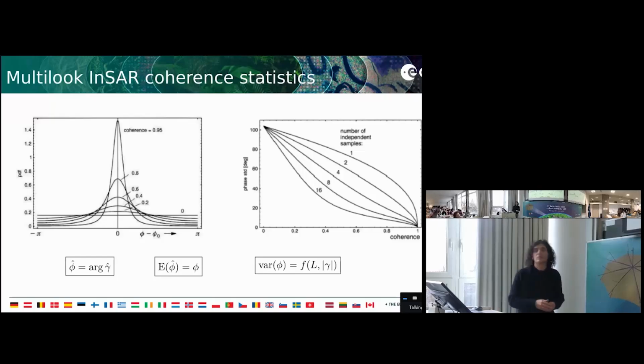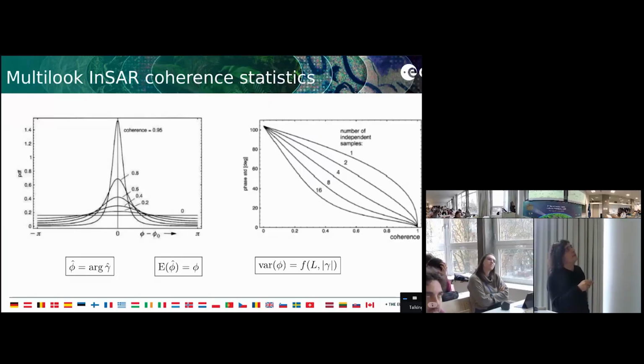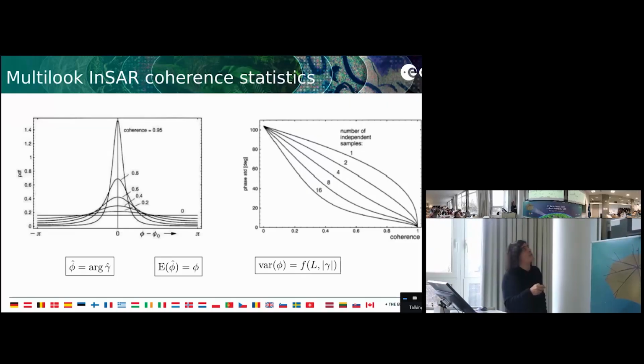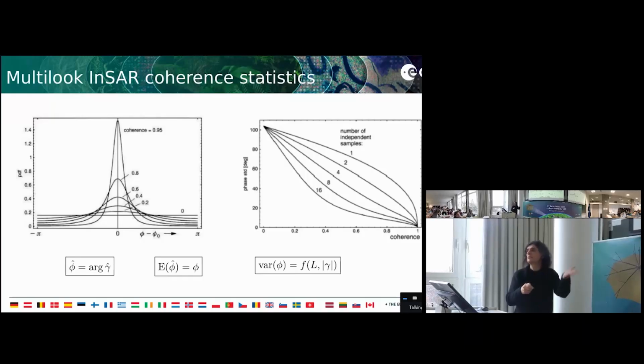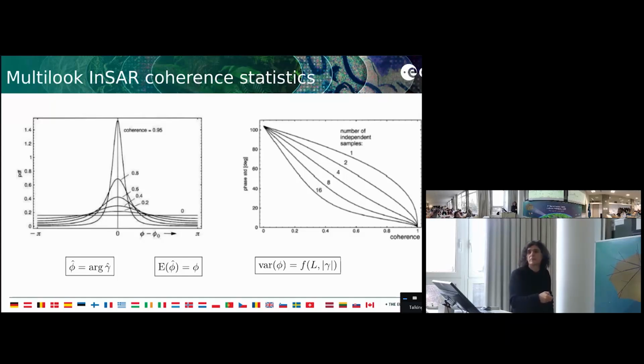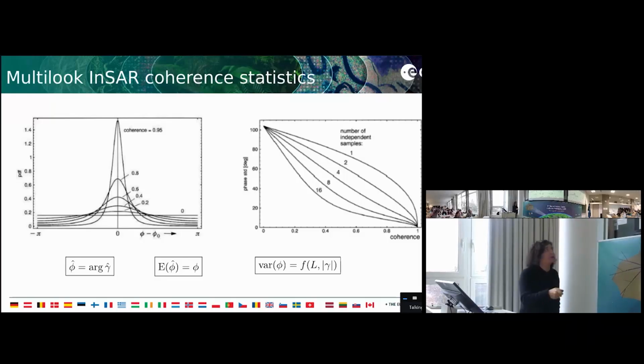A few drawings showing you why this is important. Here on the left-hand side, you have the distribution, the PDF or histograms as you like, of the phase as a function of the modulus of the coherence. When the modulus of the coherence is very high, close to 1, your phase is tightly distributed around its mean value. The mean value is 50, and you see that the distribution is very tight. When the coherence goes down to 0.8, 0.6, 0.2, you cannot use the phase. You see that the distribution is very wide.